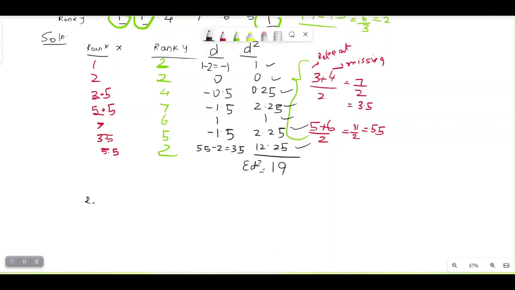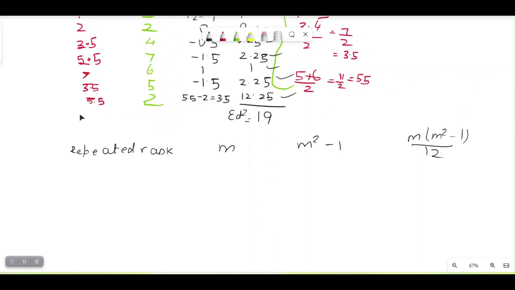Basically, you take repeated rank. You draw a small table. You take m. You do m square minus 1. And then you do m into m square minus 1 upon 12. These are the 4 things that you are going to do. These 4 columns you are going to draw.